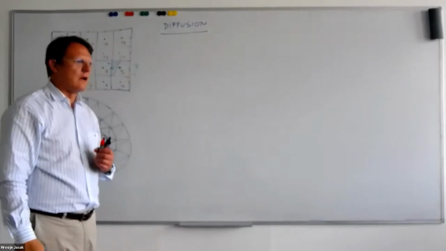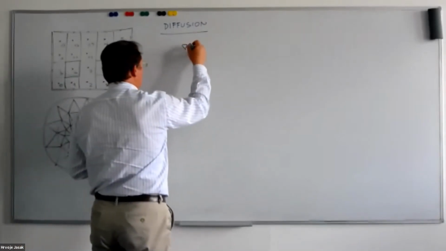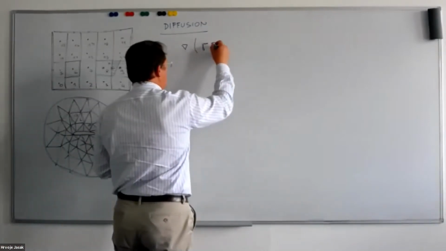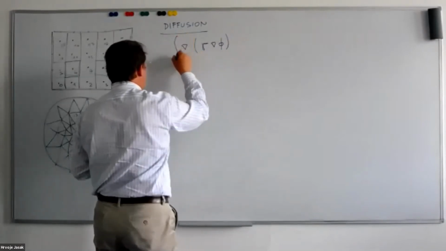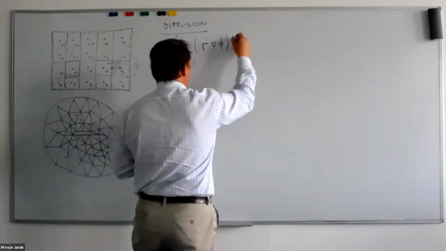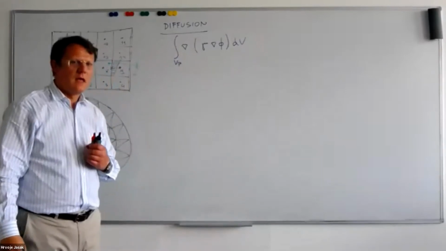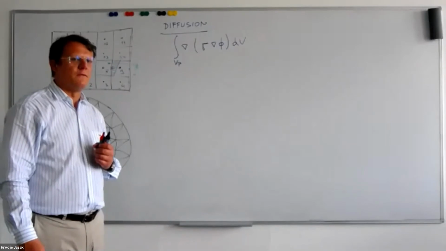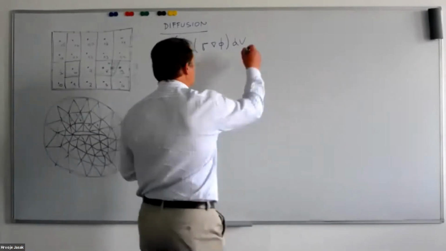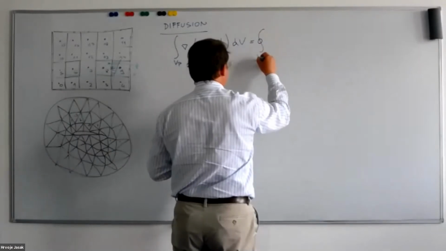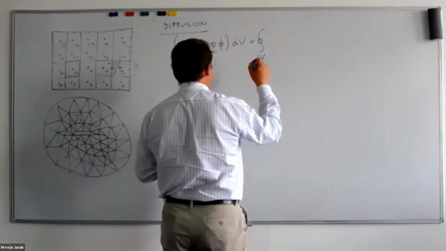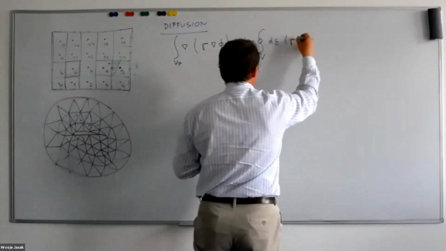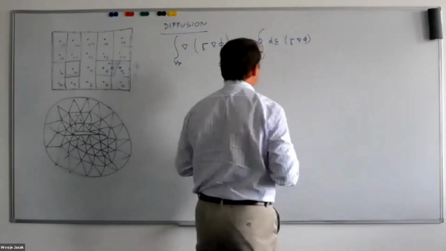The diffusion term reads as follows: divergence of gamma, which is my diffusion coefficient, grad phi, and I will integrate it over the volume as before. In the first step, I am going to apply Gauss's theorem to reduce the volume integral to the surface integral. So this is a surface integral on the outside surface of my control volume of ds dot gamma grad phi.